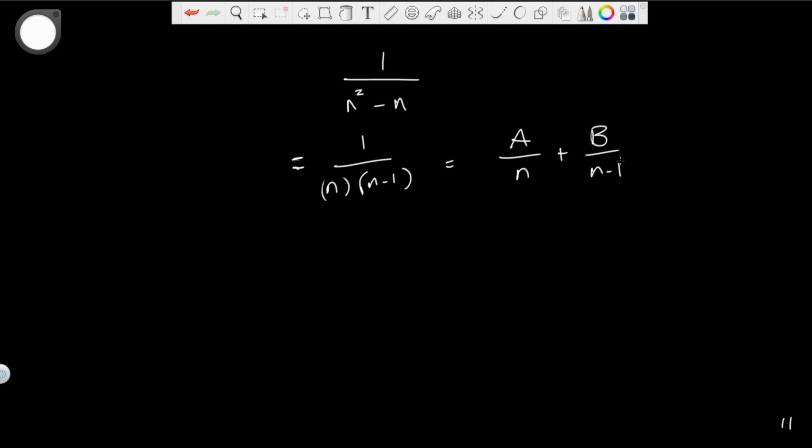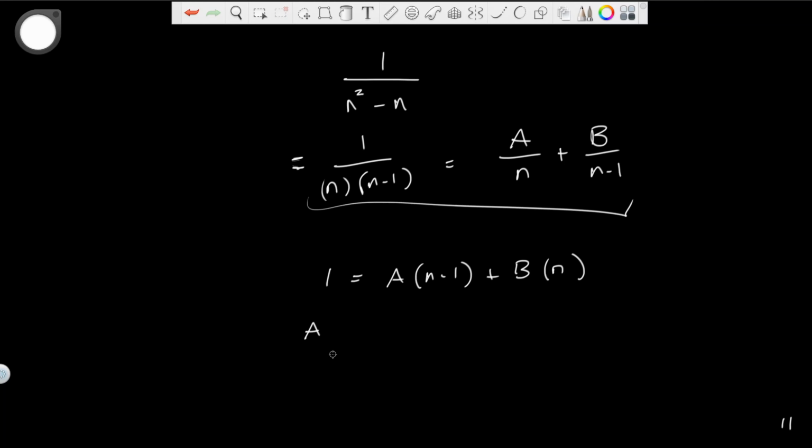So let's see, 1 over n squared minus n. That's equal to 1 over n times n minus 1, which is going to be equal to something over n plus something over n minus 1. Multiplying both sides of this equation by n times n minus 1 is going to give me 1 is equal to a times n minus 1 plus b times n.